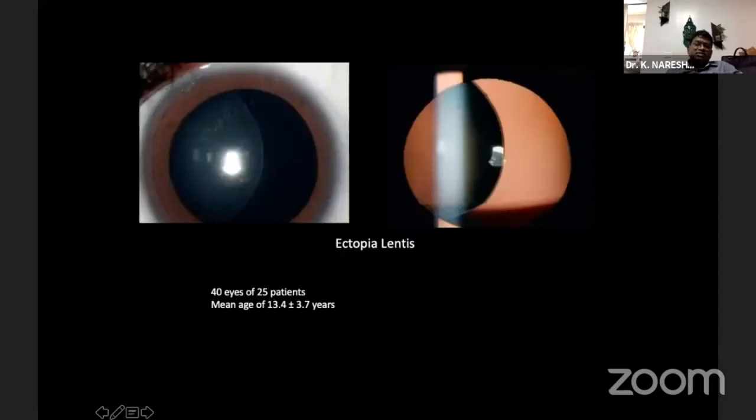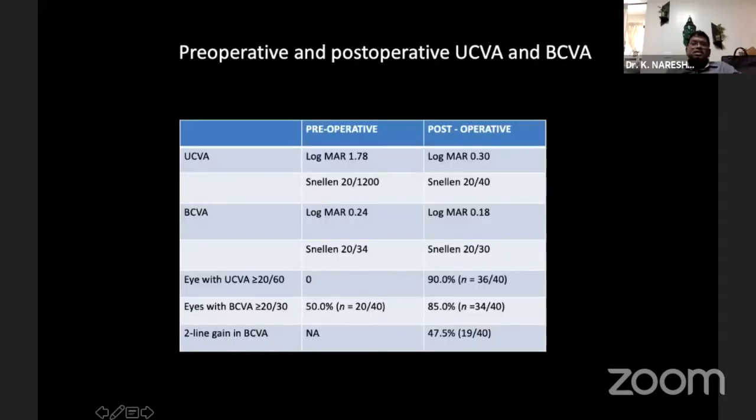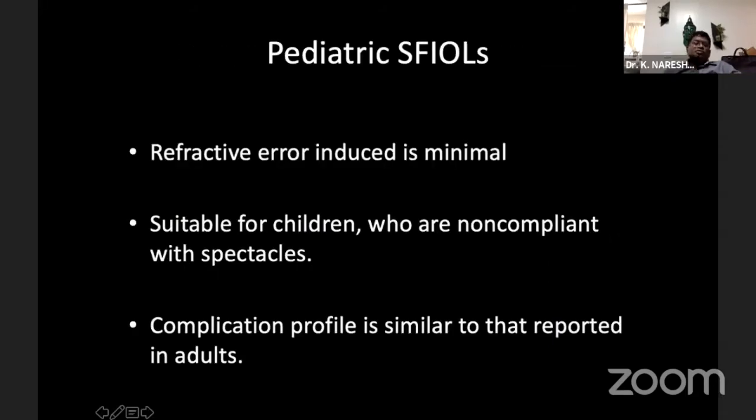So it was done in 40 eyes of 25 patients with a mean age of 13 years, with a standard deviation of plus or minus 3.7 years. Usually SFIOL I don't do in children less than 7 or 8 years, because that is the time you get the proper scleral rigidity. So the conclusion of this trial was the refractive error induced is very, very minimal in these lenses. Of course, we'll have to correct depending upon the age.